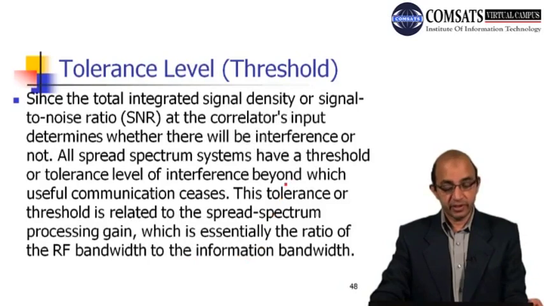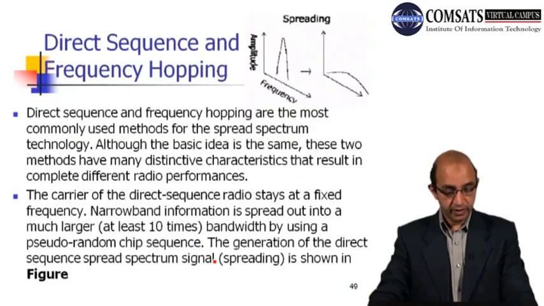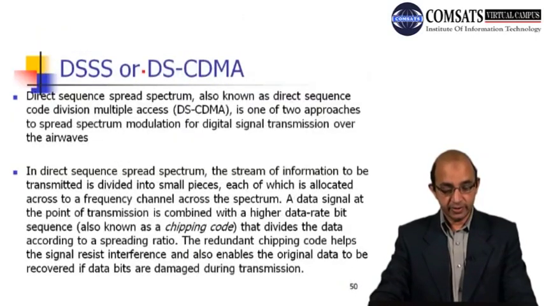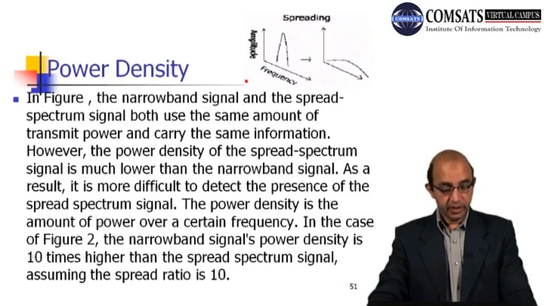So all spread spectrum systems have a threshold or tolerance level of interference beyond which useful communication ceases. This tolerance or threshold is related to the spread spectrum processing gain, which is essentially the ratio of the RF bandwidth to the information bandwidth. And we have two different types of spread spectrum that were already mentioned, DSSS and CDMA.